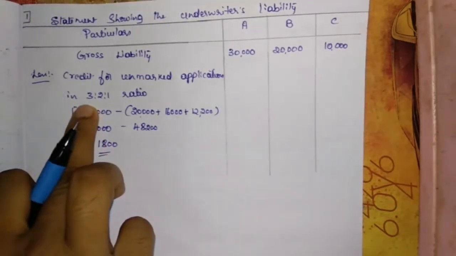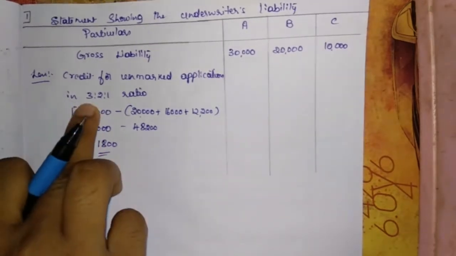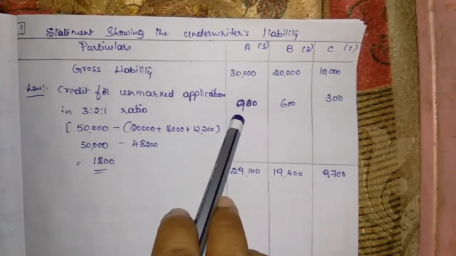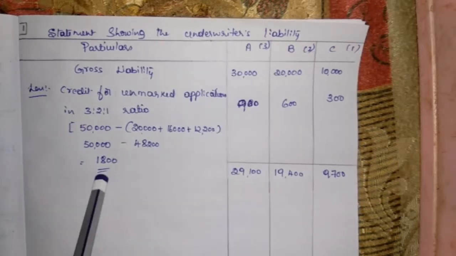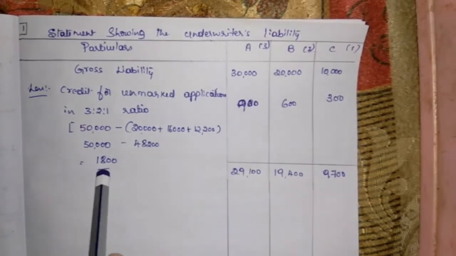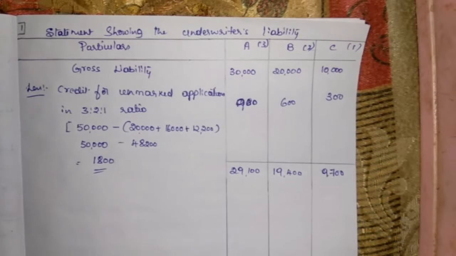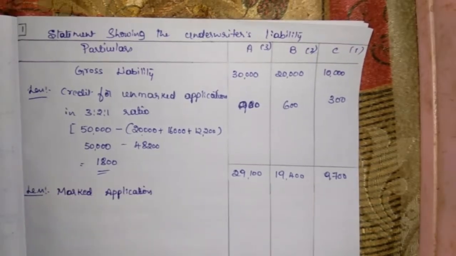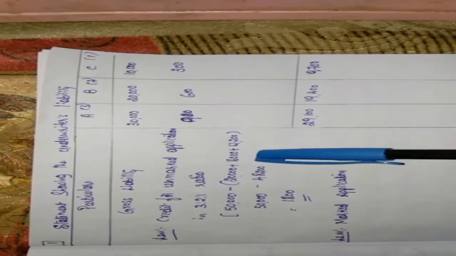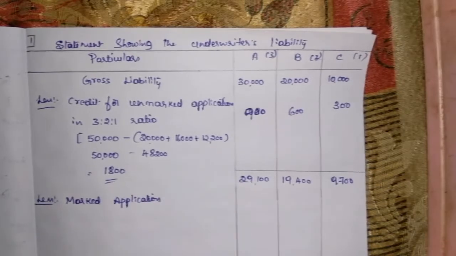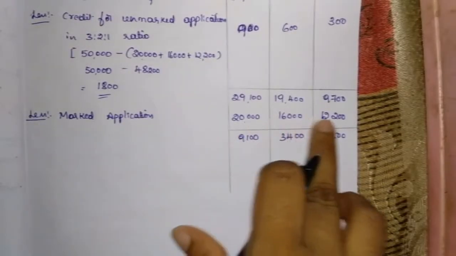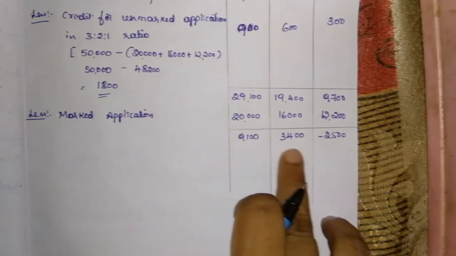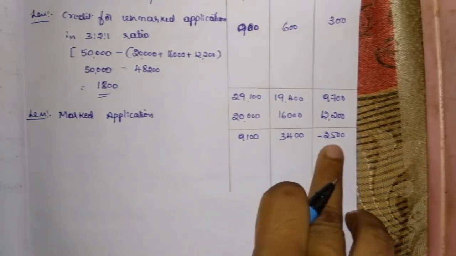You have to share this 1,800 unmarked application in the ratio of 3:2:1. 1,800 into 3 by 6, it is 900. 1,800 into 2 by 6, 600. 1,800 into 1 by 6, 300. We get the balance this much. Then we have to deduct marked application, that is 20,000 and 12,200. So we get balance 9,100 shares, 3,400 shares and minus 2,500.